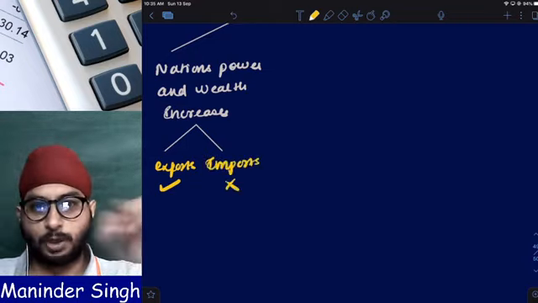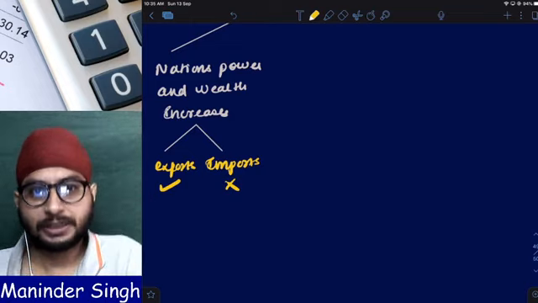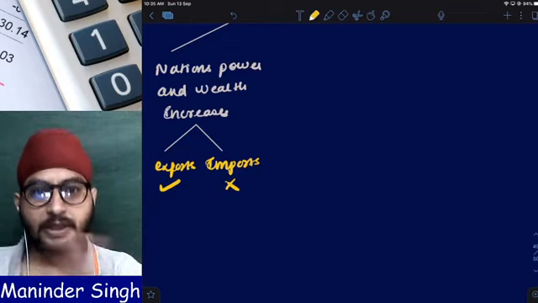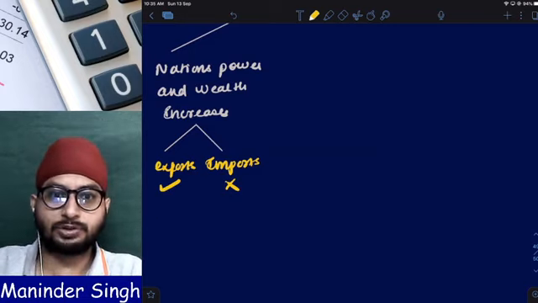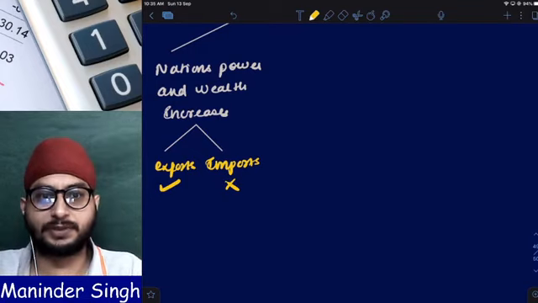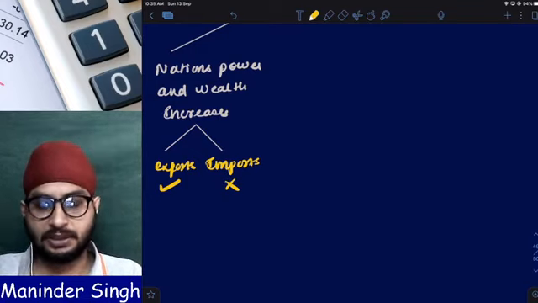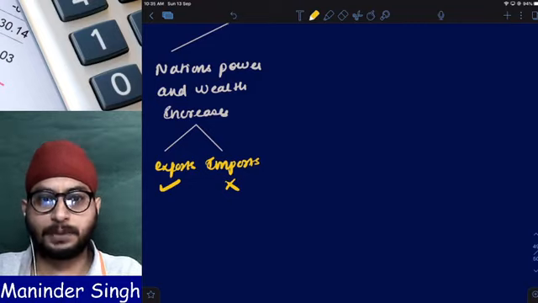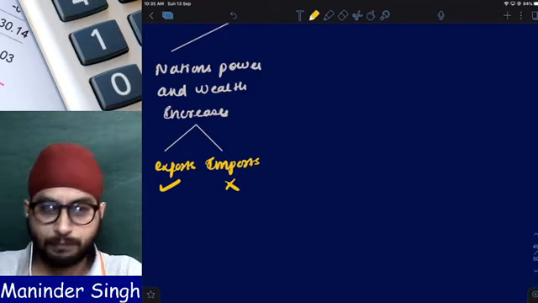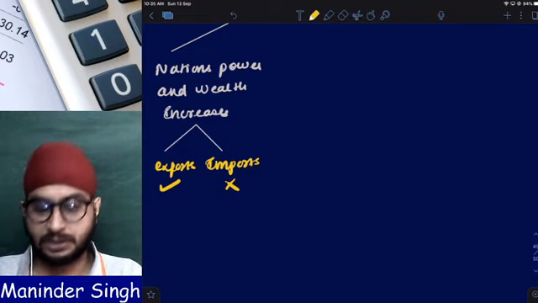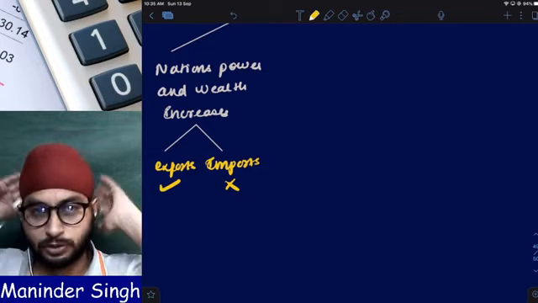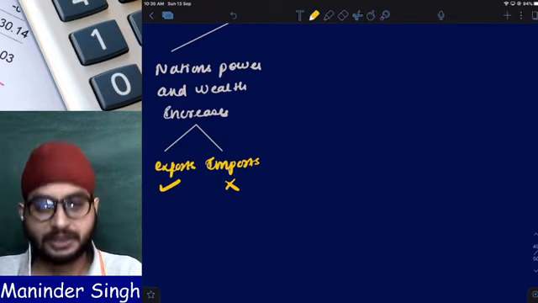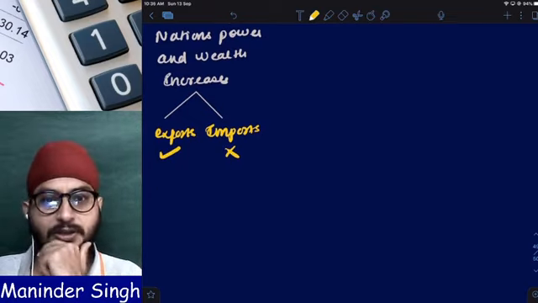Simple. Mercantilist is not the name of a person. I repeat, mercantilist is not the name of a person. It is what people used to think about international trade before Adam Smith gave a proper definition of international trade. There might have been many economists at that point of time.